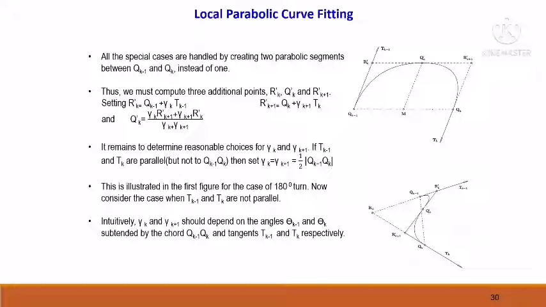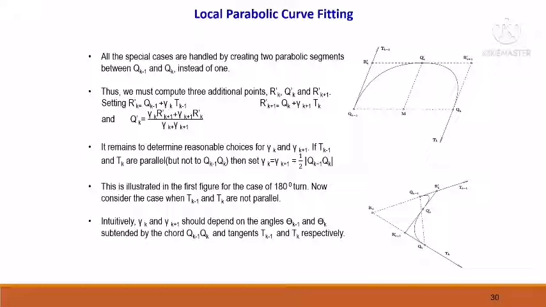All the special cases are handled by creating two parabolic segments between Qk minus 1 and Qk instead of one. Thus, we must compute three additional points Rk dash, Qk dash and Rk plus 1 dash. Setting Rk dash to Qk minus 1 plus gamma of k Tk minus 1 and Rk plus 1 dash to Qk plus gamma of k plus 1 Tk and Qk dash to gamma of k Rk plus 1 dash plus gamma of k plus 1 Rk dash, whole divided by gamma of k plus gamma of k plus 1. It remains to determine reasonable choices for gamma of k and gamma of k plus 1.